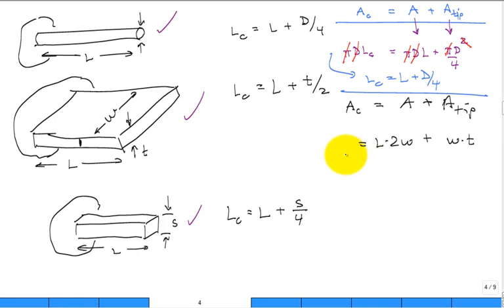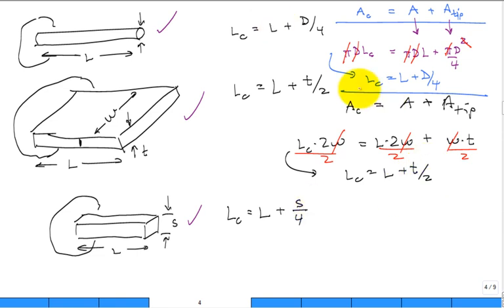How did you get the 2W? Why isn't it just W? Because I have the top and bottom. I neglect the little side, up and down. All right, then if we use a corrected length, it'll be L sub C times 2W. Can we cancel the W's? Yeah. Can I divide everything by 2? Yeah. What equation am I left with? L sub C is equal to L plus T divided by 2.